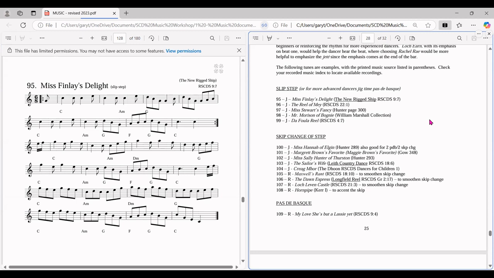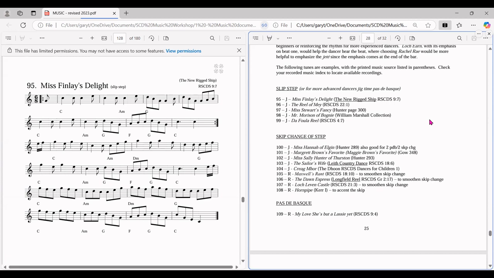So, for example, number 95 for the slip step. Or I've also said, for more advanced dancers, jig time pas de basque. So as they play 8 bars, think slip steps for the first 4 bars and then pas de basque for the next 4 bars. Ready, and step, go step, go step, go step, go. Spring, beat, beat, spring, beat, beat, spring, beat, beat.